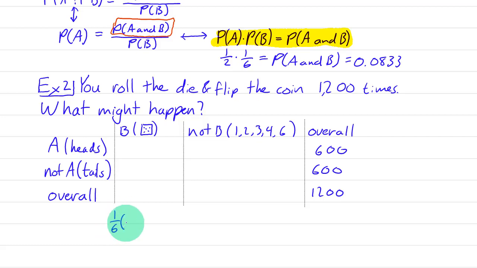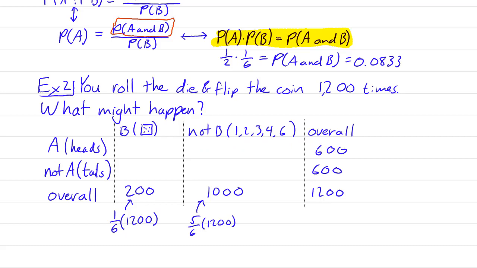1/6 out of those 1,200 die rolls should end up being a 5. So that will come out to be 200. And the other 5/6 of the time is when you don't get a 5.